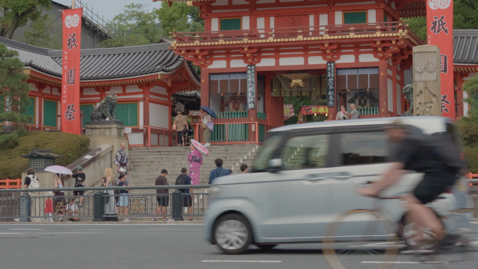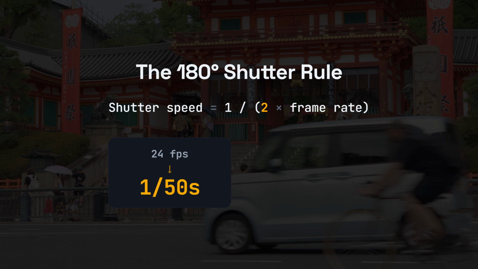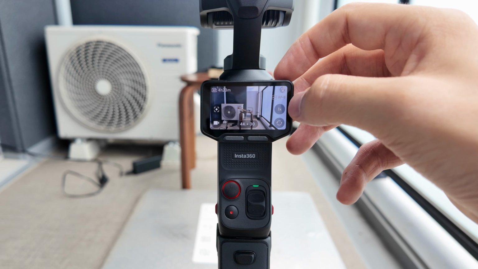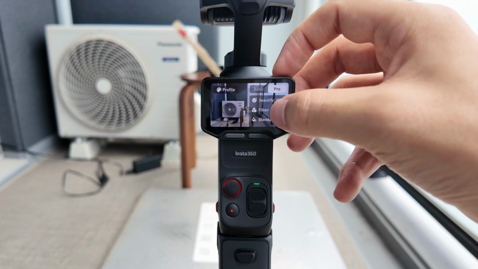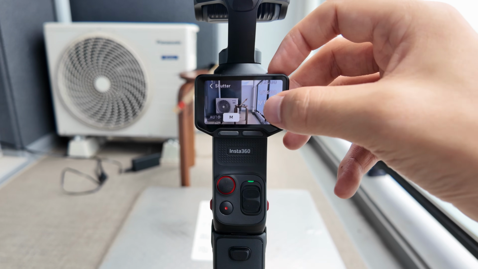For a natural looking amount of motion blur, we can follow the 180-degree shutter rule, which means setting the shutter speed to roughly double the frame rate. At 24 FPS, that's 1/50th of a second, and at 30 fps that's 1/60th of a second. Since I'm shooting this video at 30 fps, I'll swipe in from the right of the screen, open the exposure settings, and lock the shutter speed to 1/60.